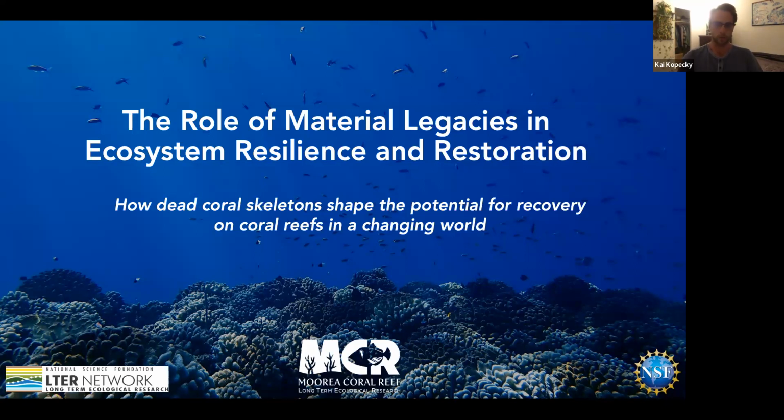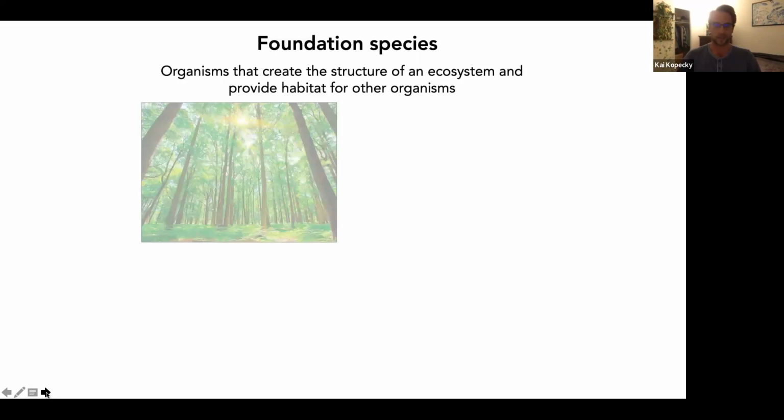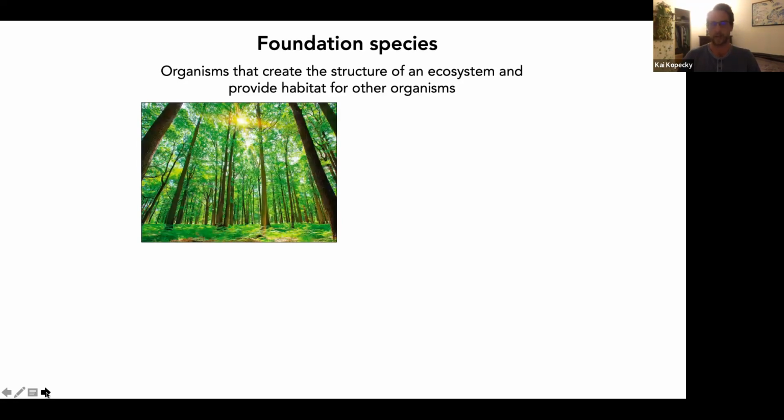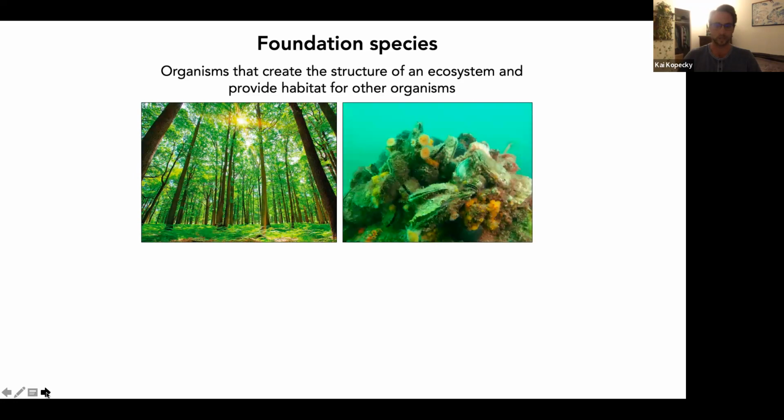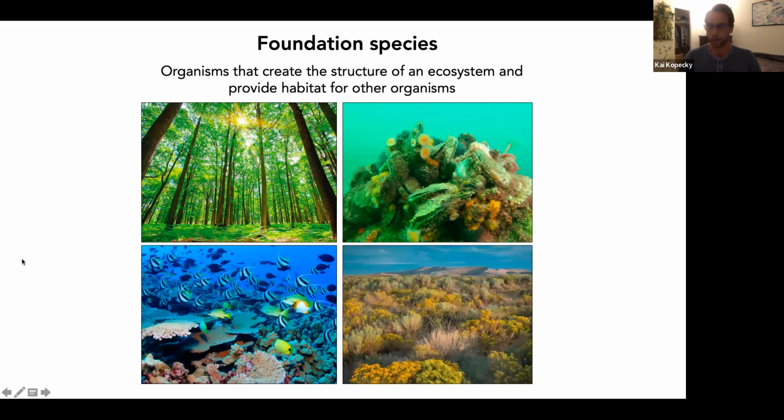But before we jump into coral reefs, I want to set the stage ecologically for the kind of work that I do. Really what I'm interested in is what we call foundation species. These are organisms that create the structure of an ecosystem and then provide habitat for other organisms in the ecosystem. These are things like trees in forests, oysters on oyster reefs, corals on coral reefs, or grasses and bushes in maybe a chaparral environment. These are the organisms that basically make the structure and habitat for everything else to exist within.